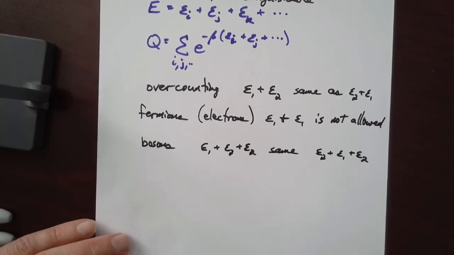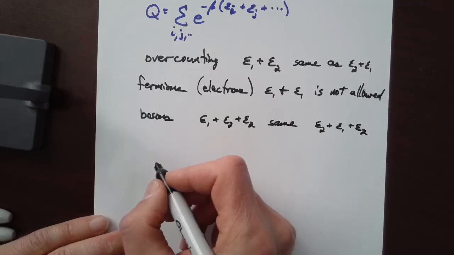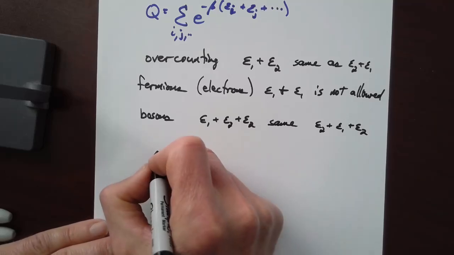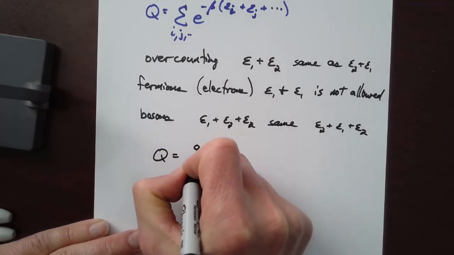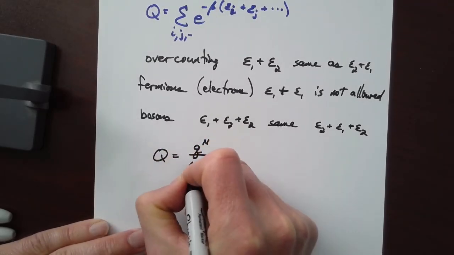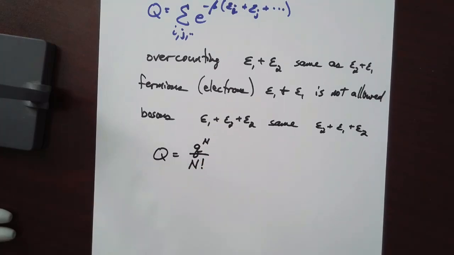So how do we deal with this overcounting? We can correct for it by dividing by n factorial. And so this corrects for the overcounting, but there are some other terms in the summation with the same energies.